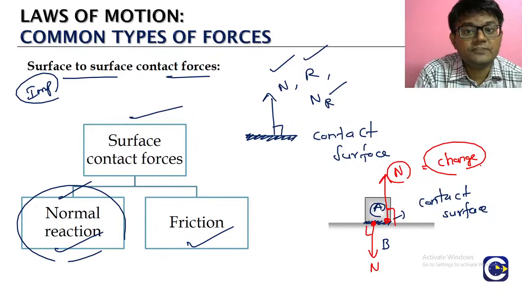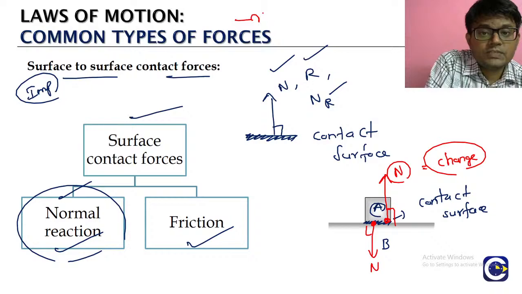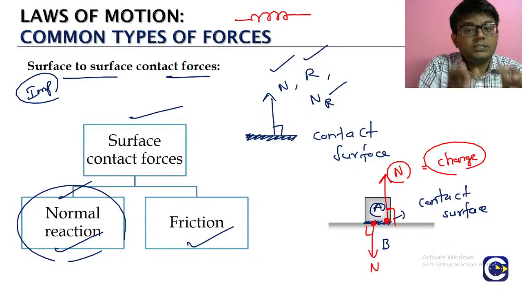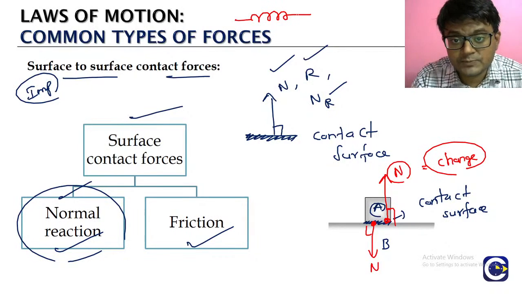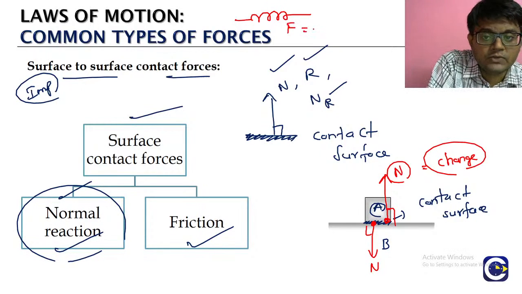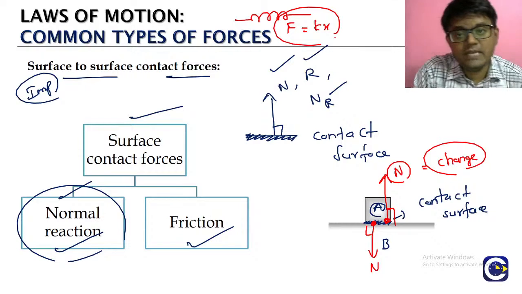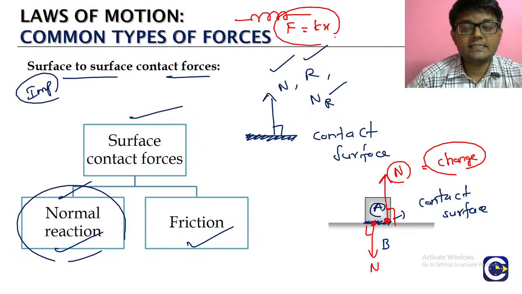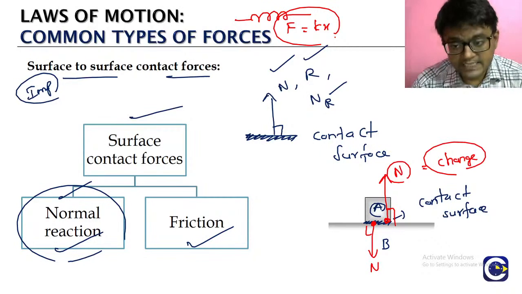Same goes with the spring also. So the spring force will depend upon what? The amount of elongation that we give for the spring or the amount of compression. Remember, the spring force magnitude is given by F is equal to kx. k is the spring constant. x is the amount of elongation or compression in the spring.